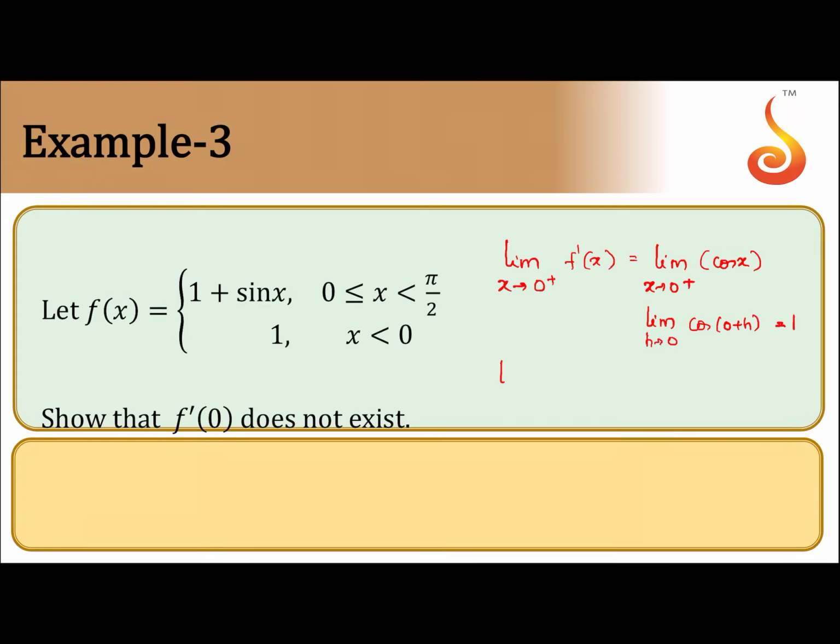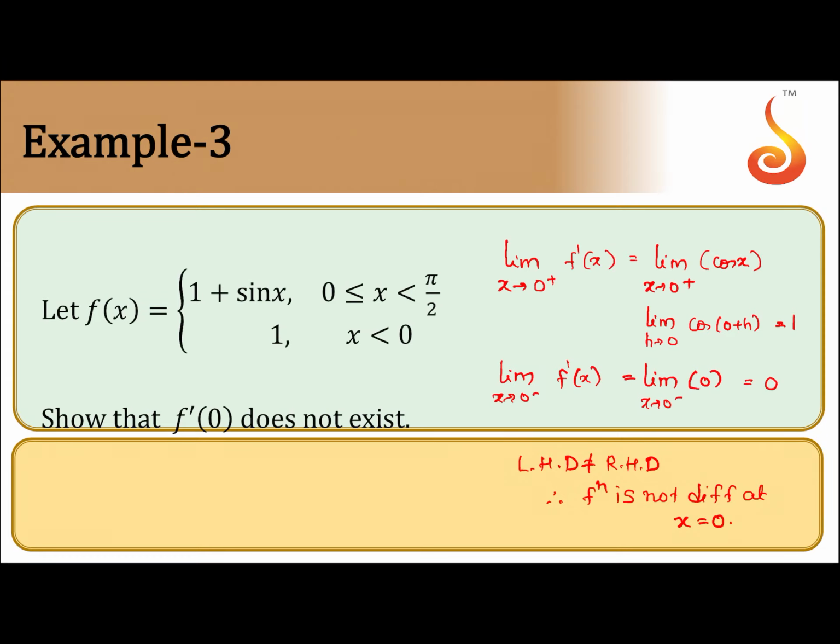Now limit h extending to 0 minus f dash x is equal to limit h extending to 0 minus derivative of 1, which is 0. So what we see is left hand derivative is not equal to right hand derivative. Therefore, the function is not differentiable at x equal to 0.